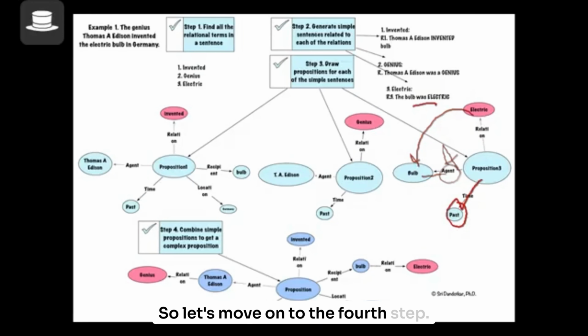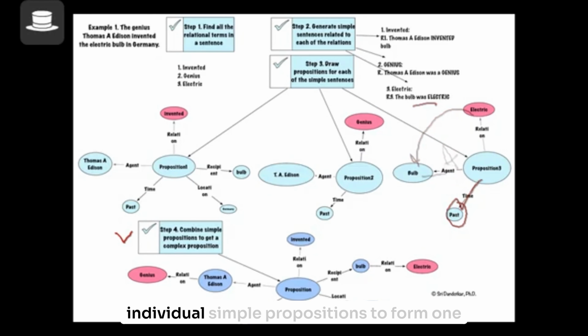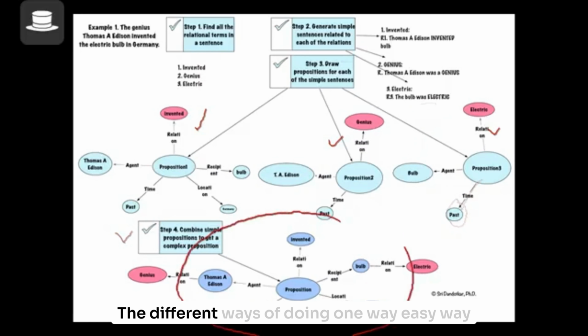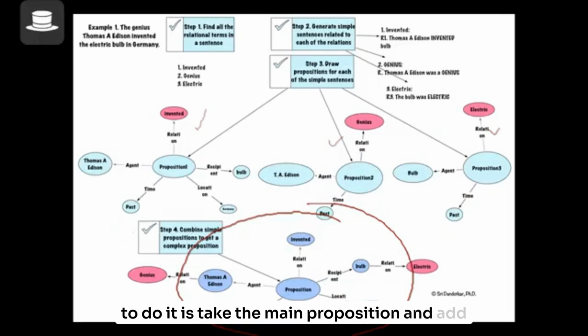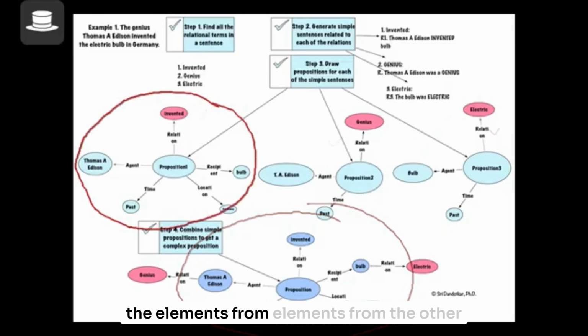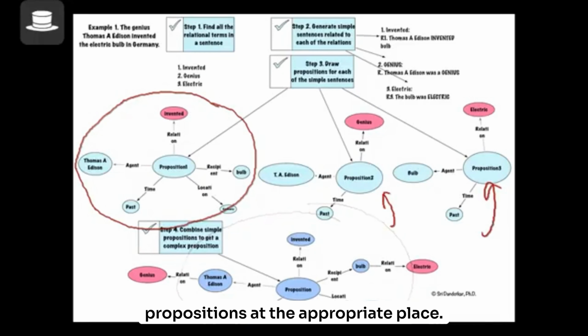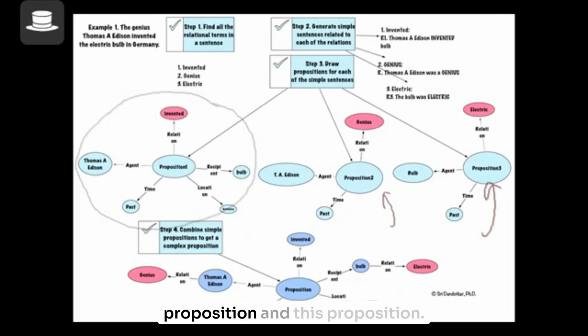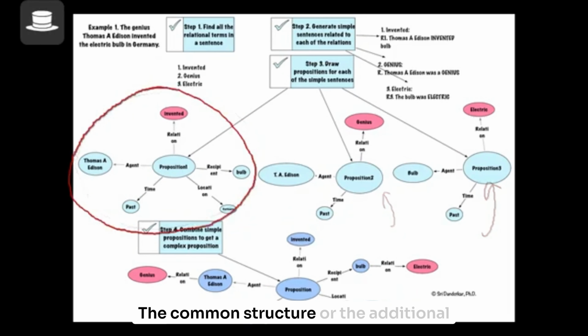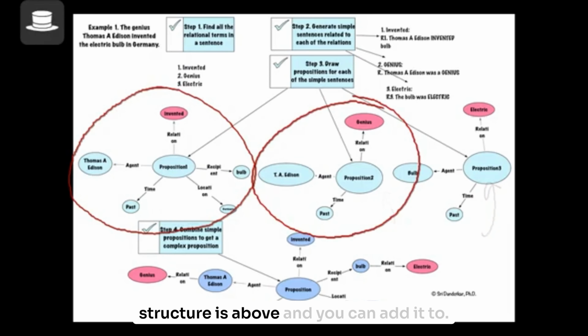So let's move on to the fourth step now. The fourth step is combining these individual simple propositions to form one complex big proposition. One easy way to do it is to take the main proposition and add the elements from the other propositions at an appropriate place. So if you look at it, what is the common structure for this proposition and this proposition? The additional structure is a bulb, and you can add it to Thomas Alva Edison.